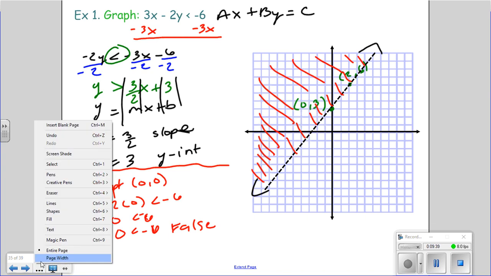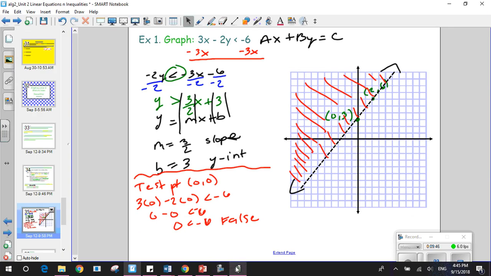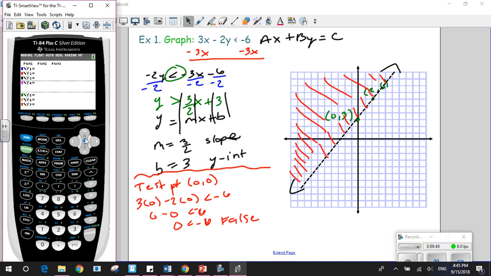If you want to take a look at it on the calculator, I'll show you what it looks like. So you have to have it in slope-intercept form first. And you got to change it from an equal sign to a greater than sign. So I can't remember how we did that. Nope.